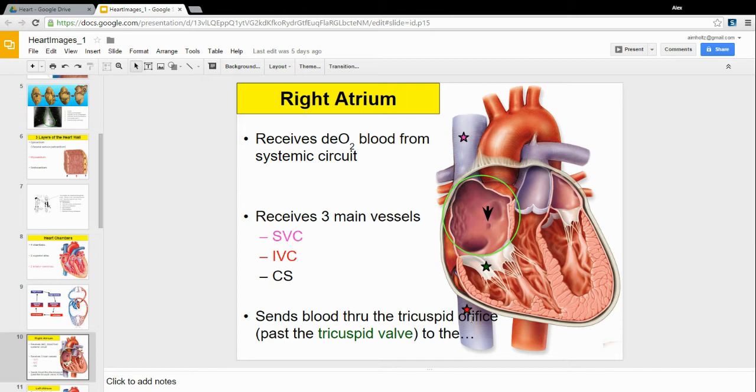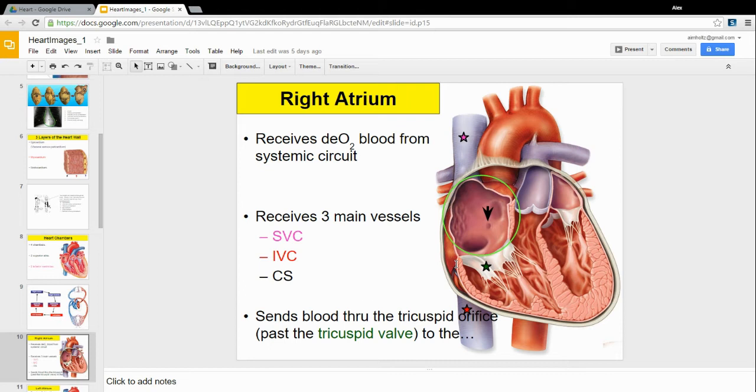The right atrium, there it is, encircled with a green circle. It receives deoxygenated blood from the systemic circuit. And we say deoxygenated, but we're being kind of silly in a way. We're kind of stretching the truth a little bit. The blood coming back to the right atrium is not technically deoxygenated. The word suggests an utter lack of oxygen, but that's not the case. It just doesn't have as much oxygen as the blood from the lungs, for example.